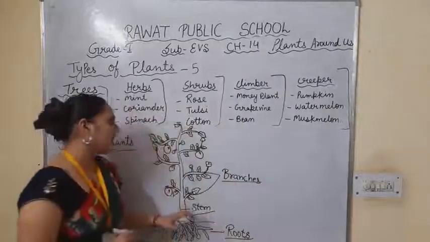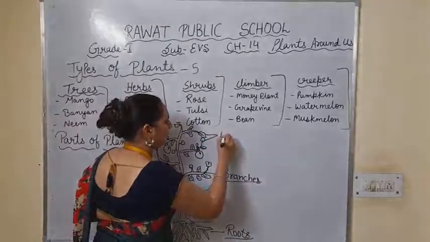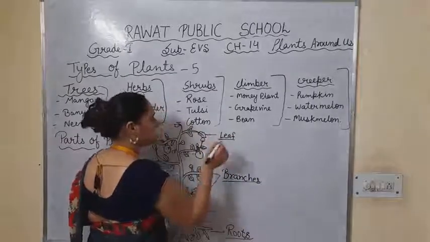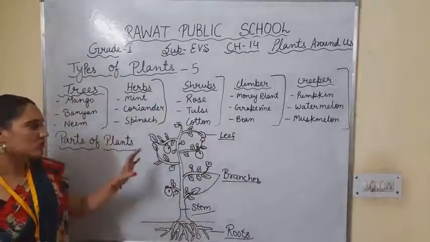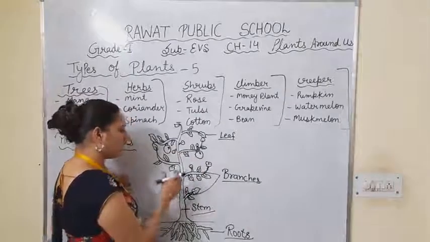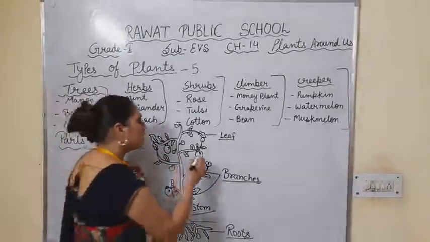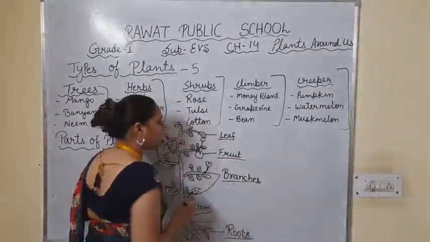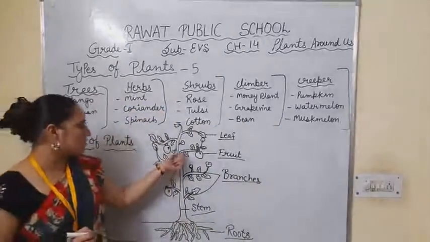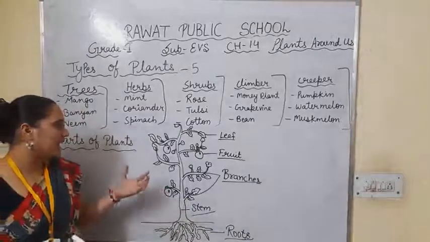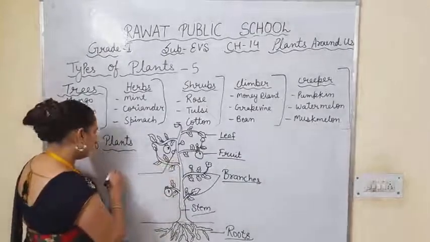Now, on the branch, we can see small and green leaves. These are the leaves which we are seeing on the plant. Now, you can see small and very juicy fruits on it. So, these are the fruits on the plant. Now you see some small flowers blooming all over the plant. So these are the flowers.